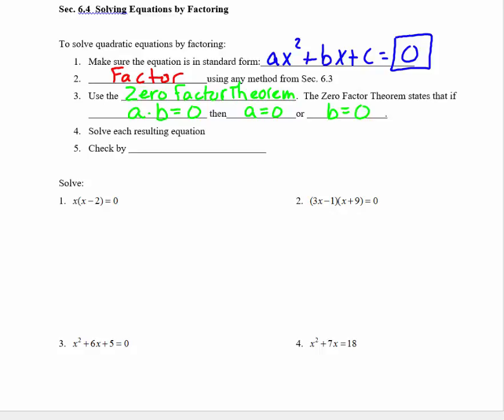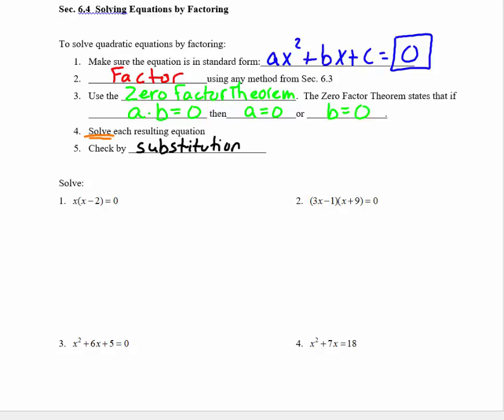So step 4, we're going to solve. Now how do we solve? Once we set each one equal to 0, it should be a linear equation, so you should be able to get the variable by itself and solve. The last thing is we can check by substitution. So the great thing about this section is that you can actually make sure all your answers are right by substitution. So let's look at some examples.